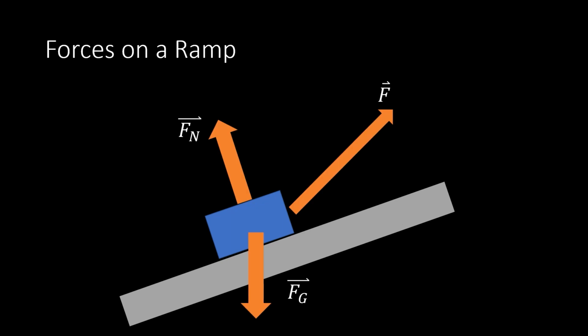One of the reasons that we decompose our forces is so that we can work with objects on a ramp. Looking at this figure, you can see an object that is being pulled at an angle with a force, and it's also resting on an angle. We are going to draw our normal force, which will be perpendicular, our gravitational force, which is going to be straight down, and then our pulling force, which is at an angle.